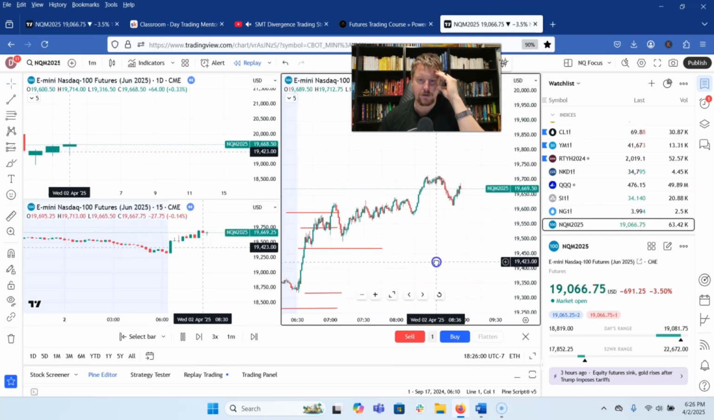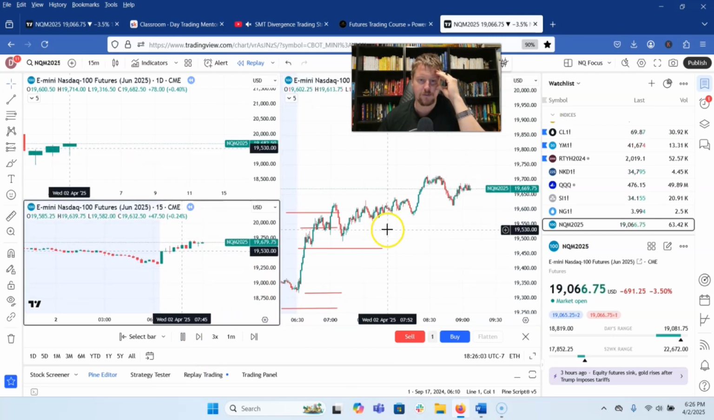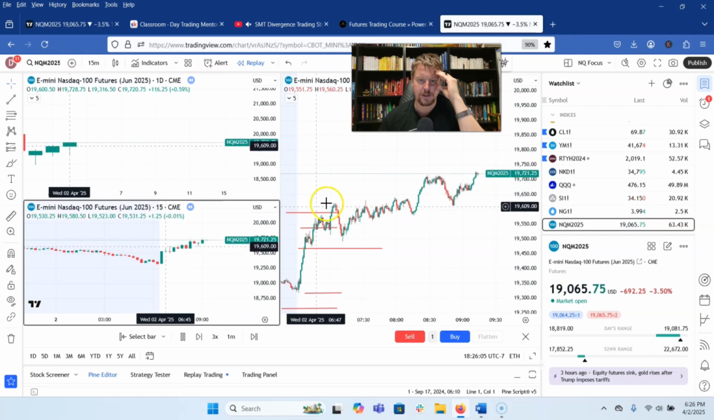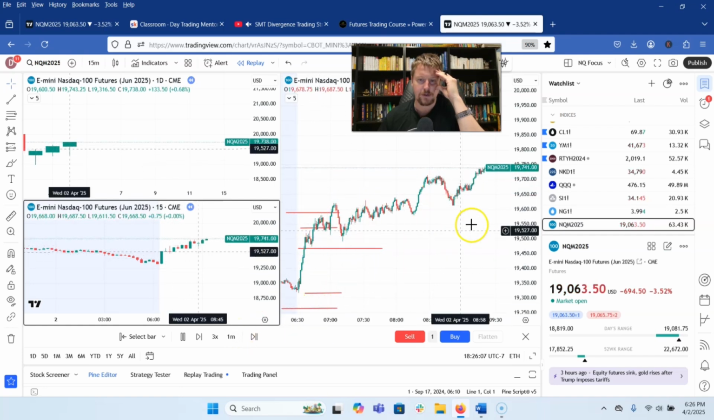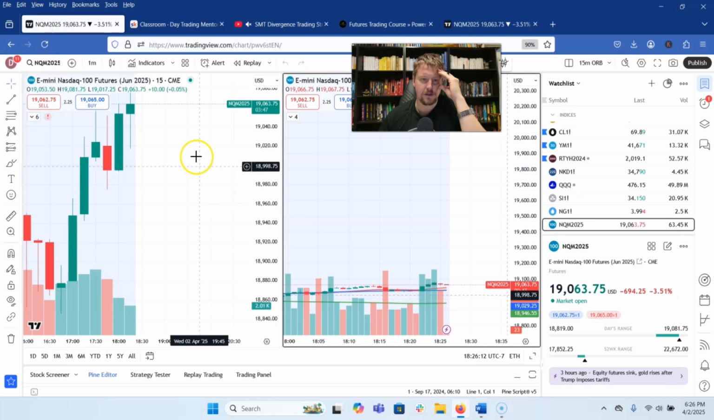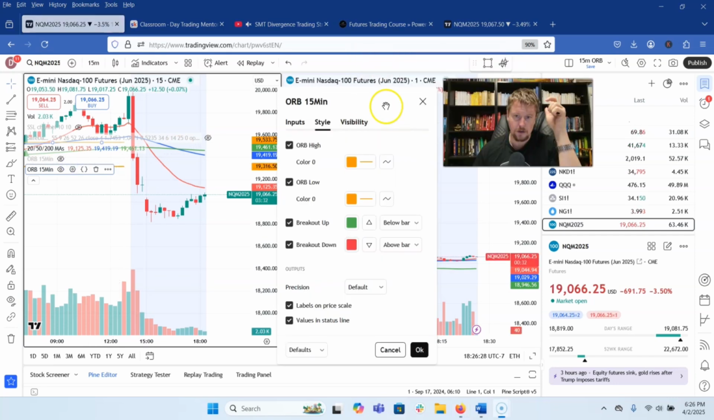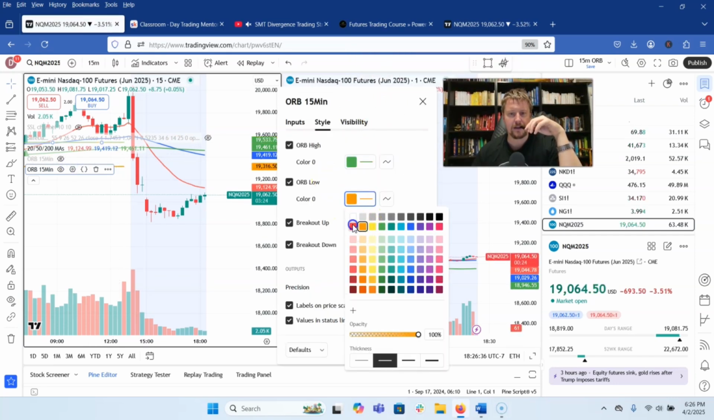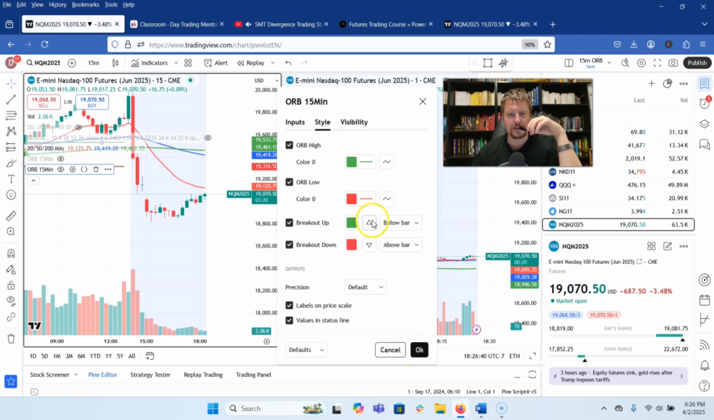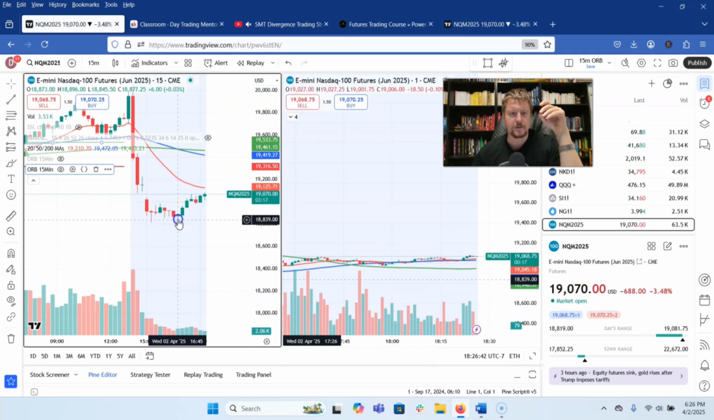And again, this is just what I wanted to show you, how I do this without the indicators, right? So I drew all these lines, but there are indicators. Okay, so now let's look at how I have it set up. The indicator that I'm using right now is called ORB 15 minute. I'll make the high green and the low red. And it gives me these little weird indicators as well. So I just put it on the 15.